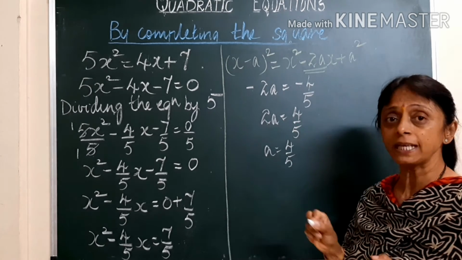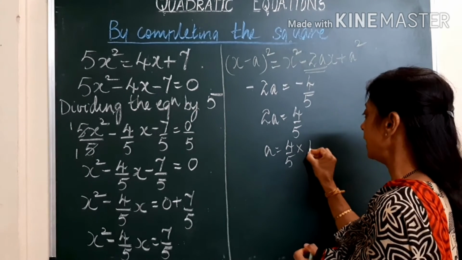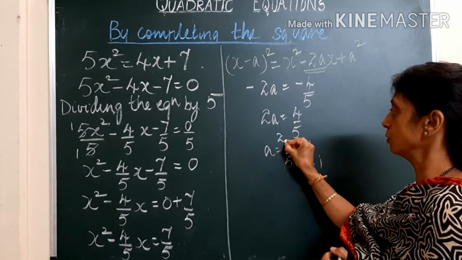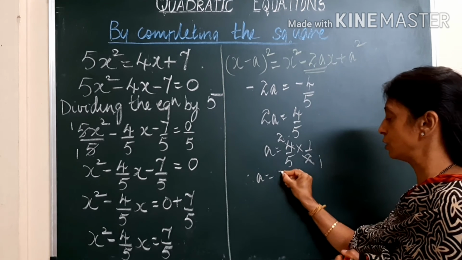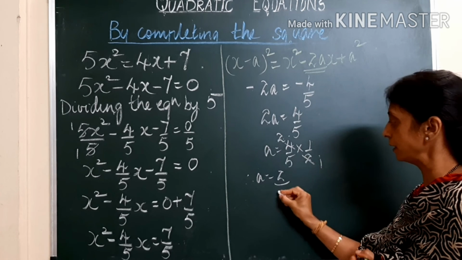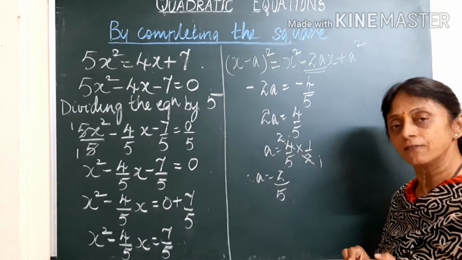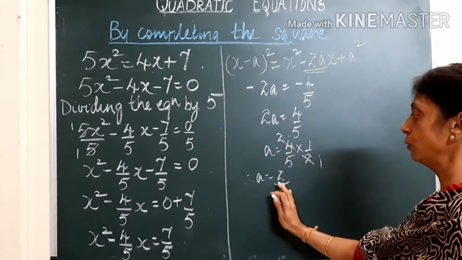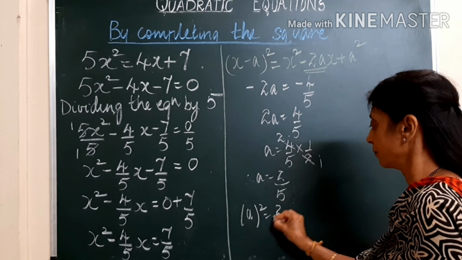2 is performing the operation of multiplication. When it goes on the other side, division. Let's reduce. 2 ones are 2, 2 twos are 4. Therefore, a will be equal to 2 into 1 is 2 upon 5 into 1 is 5. So this is the value of a. We require the value of the square term, a squared. So what do we do on both the sides? Again, square.